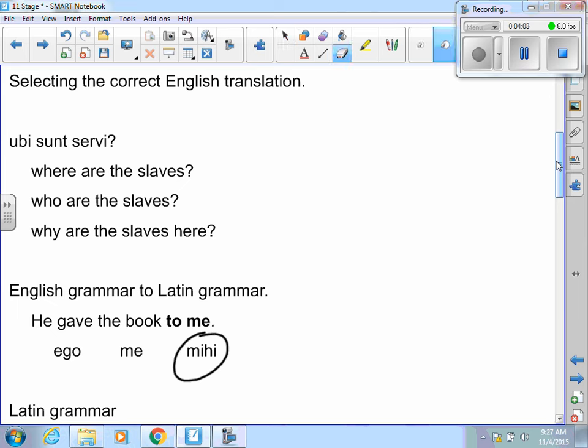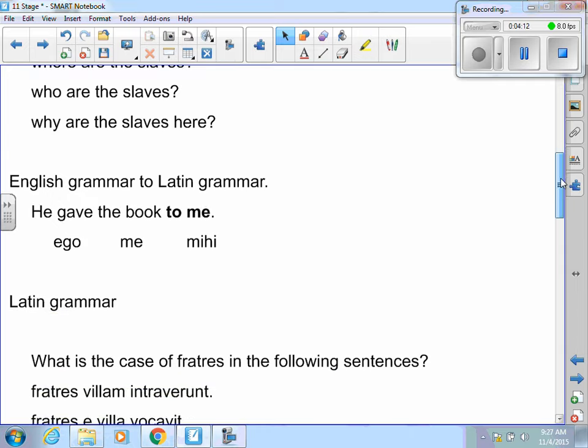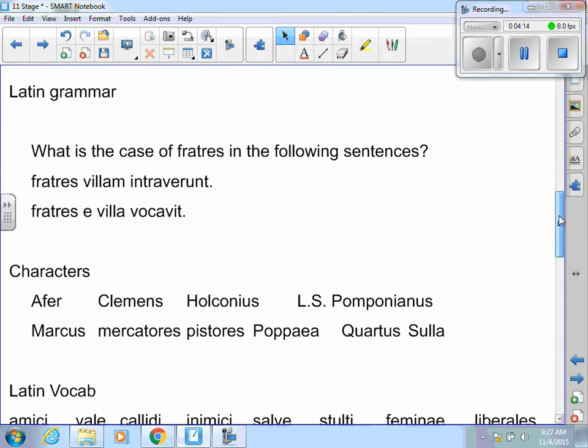Latin grammar also going to be important. This time they're going to give you a word, and they're going to ask you what case the word is, and you have to be able to determine with the sentence, using some context, decide what case the word is. Here I'm asking you what case fratris is in the following sentences. I have it here and I have it here. They both look the same. There is a difference between the two. How can we determine that?